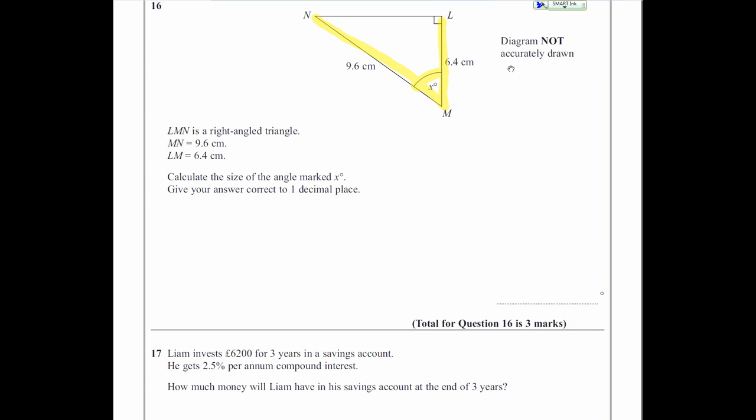It's a right angle triangle. Yeah, we can see that. MN is 9.6. We can see that. And LM is 6.4. We can see that as well. Calculate the size of the angle marked X. Give your answer correct to 1 decimal place. I've told you it was going to be trigonometry, which is SOHCAHTOA. We've checked by reading the question, and it is SOHCAHTOA because we're trying to find the angle.